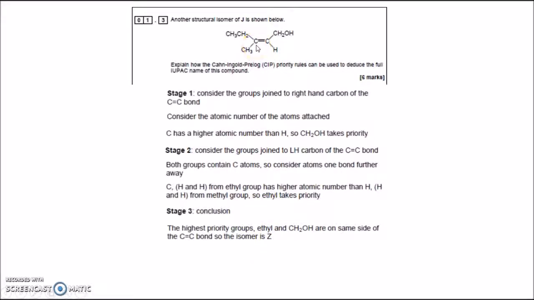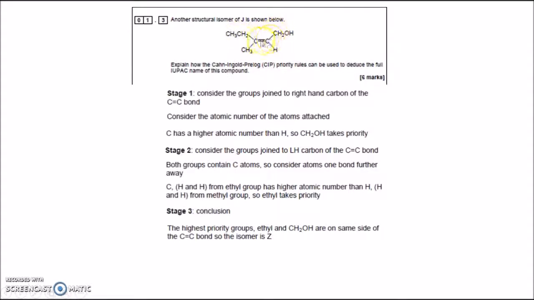How do I then name it? How do I go about naming something? Well, first of all, I look at the longest carbon chain. 1, 2, 3, 4, 5 carbons in a row. So meth, eth, prop, but, pent. It's pent. Pentane or pentene? Well, it's got a double bond, so it's pentene.